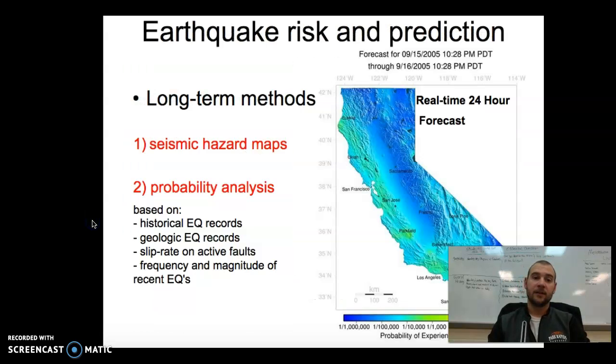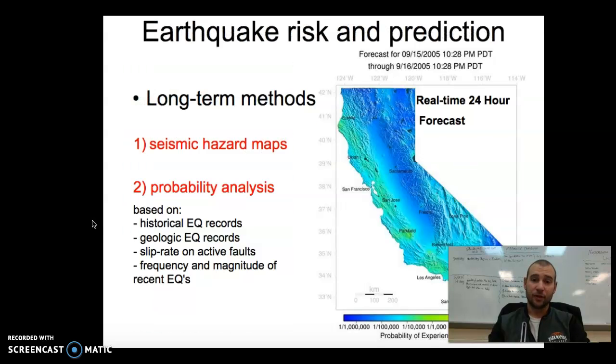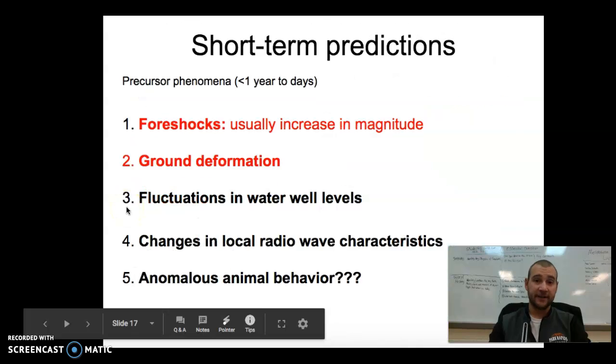All right, this is a landslide one. You guys can just read through this one on your own. Earthquake risk and prediction. Nowadays, we have real-time maps, hazard maps, and probability analysis to help us keep track of where we think the next earthquake might take place. And obviously California here, as this is the major place right on the fault line.